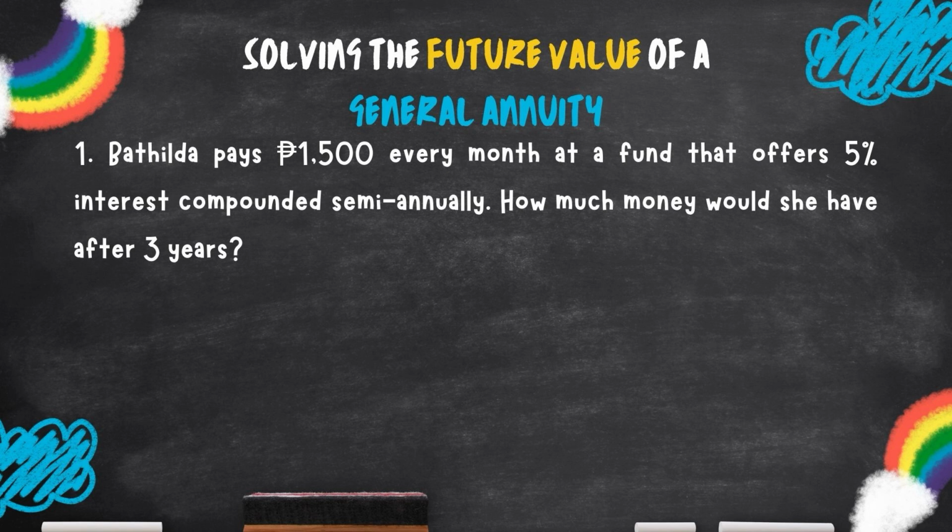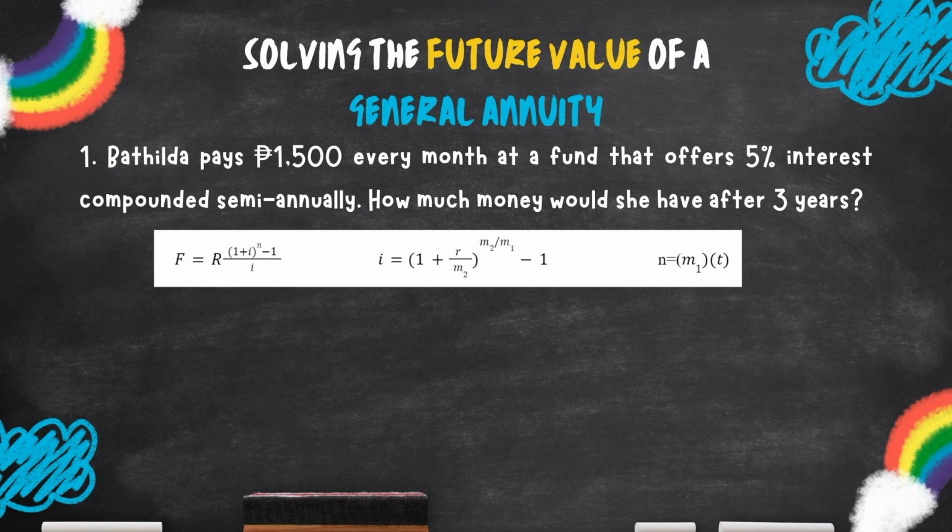Problem number 1. Bathilda pays 1,500 pesos every month at a fund that offers 5% interest compounded semi-annually. How much money would she have after 3 years? Moreover, for solving i, we have a new formula. It's going to be (1 + r over m sub 2) raised to the power of m sub 2 over m sub 1, minus 1. And for n, we will use m sub 1 times t. So as we can see, there is m sub 1 and m sub 2. So what's the difference exactly? I'm going to tackle that as we move along.